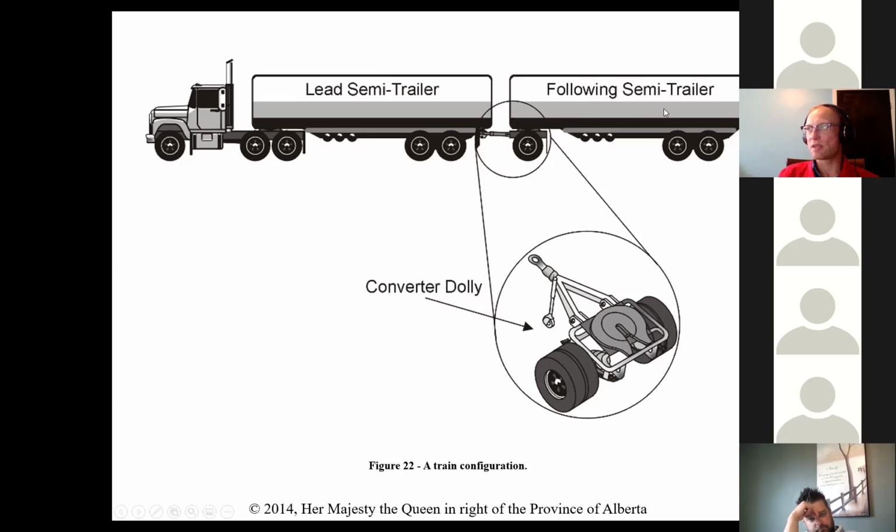And then all they would do is this following semi would also have a pintle hook on it, and you'd get another converter dolly and another full trailer. So another two separate VIN numbers, license plates, all that good stuff. Separate air systems and everything.